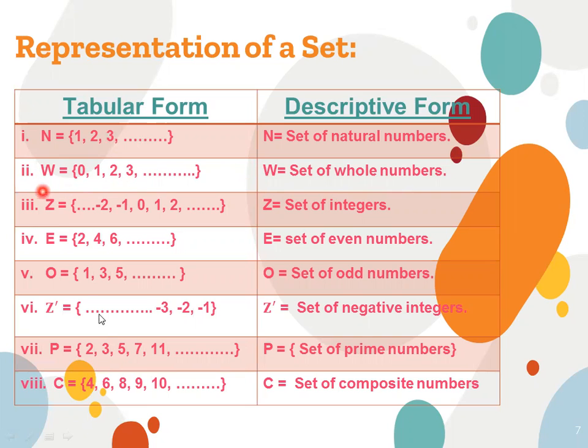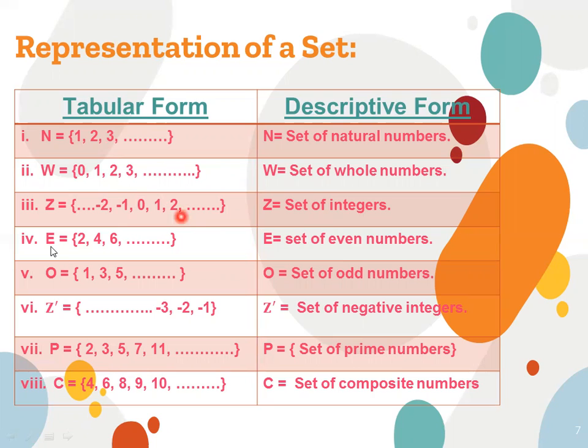Now here you have another set with the notation Z, capital Z. So Z represents your set of integers. Now what are integers? Natural numbers and whole numbers along with the negative sign. So collectively they are making the integers. So any set which contains integers, you will say that this is the set of integers.